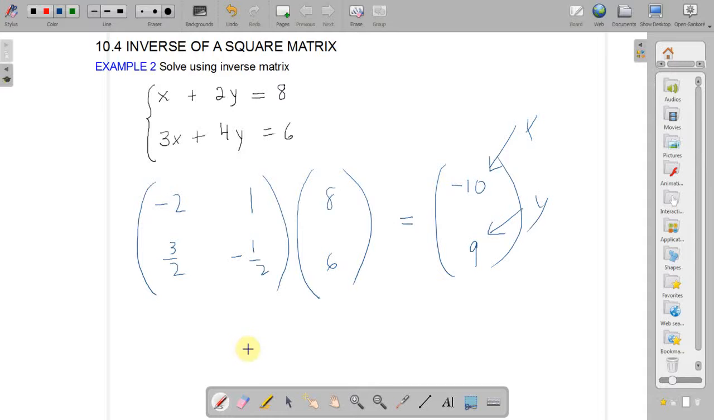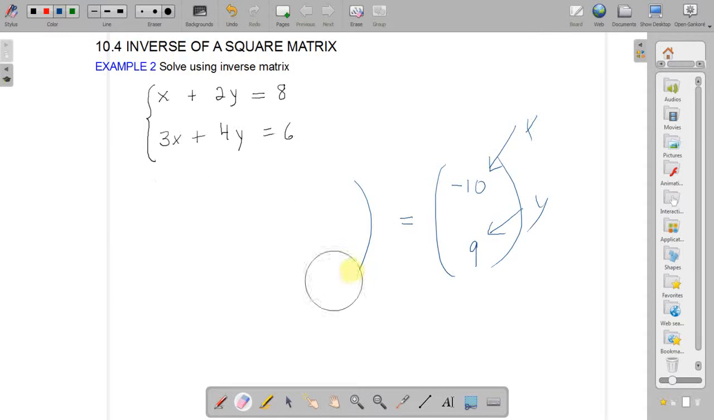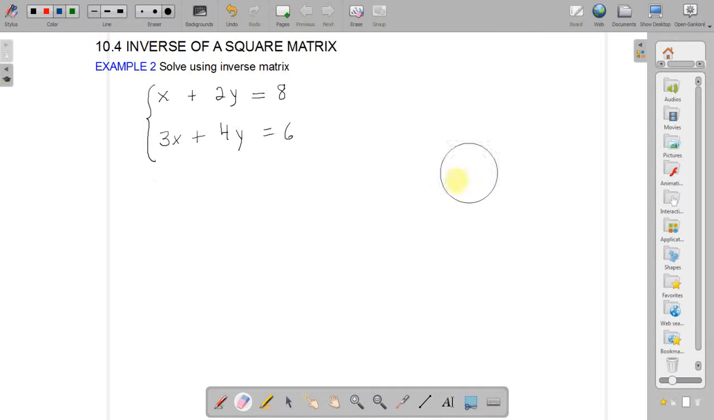That is how to do it. So let me give you the proof now. Why is it true? Let's do it step by step. What I do now is I'm going to get the coefficient matrix. So that's what you do: 1, 2, 3, 4, and that's the coefficient matrix.